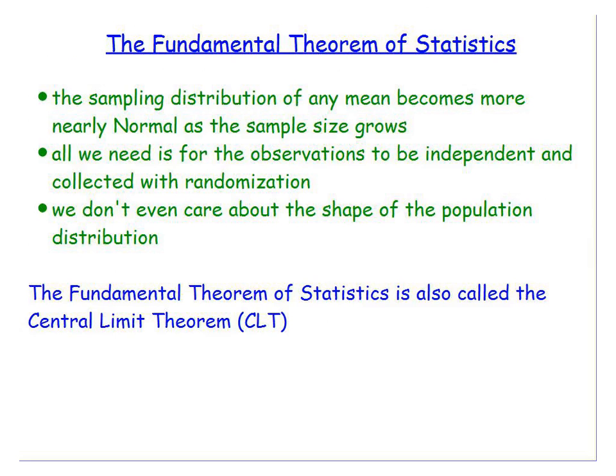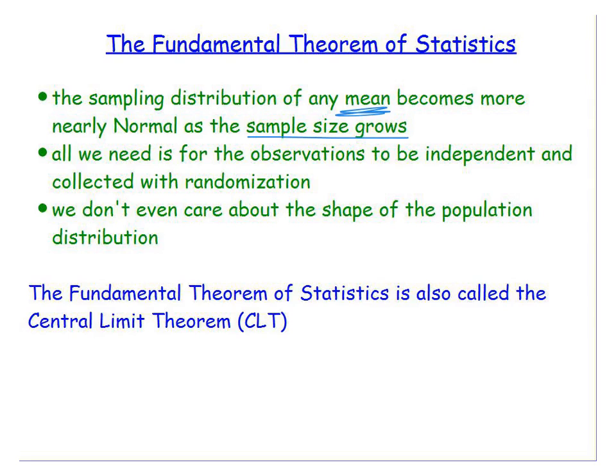That leads us to what's called the fundamental theorem of statistics. The sampling distribution of any mean, because when we have quantitative data, we always focus on the mean, becomes more and more normal as the sample size grows. So the bigger the sample size, we changed from 1 die to 2 to 3 to 5 and then to 20, the larger the sample size got, the more normal the graph looked.